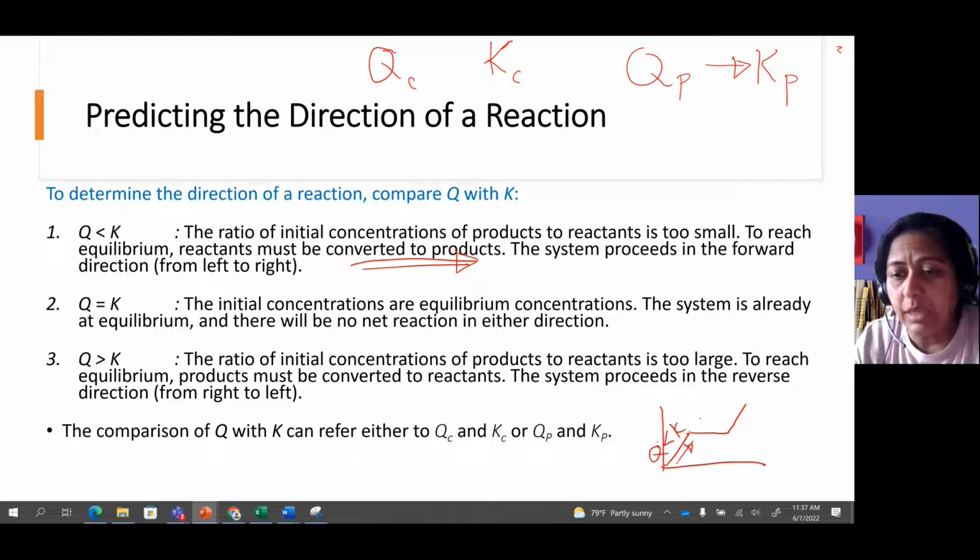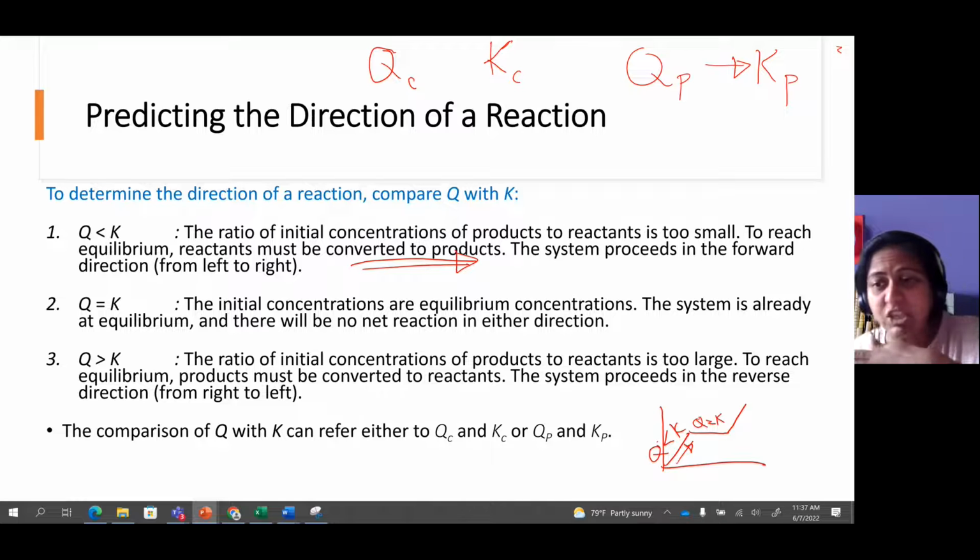If Q equals K, the system is in equilibrium. There will be no net reaction. The forward reaction rate equals the reverse reaction rate.